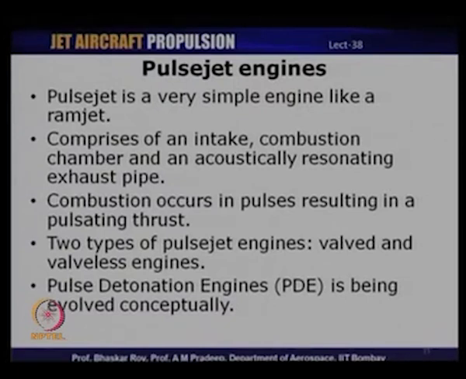A pulse jet basically consists of, again, very few components. There are no rotating components per se. Pulse jets comprise an intake, a combustion chamber, and an acoustically resonating exhaust pipe. You have seen how a pulse jet works in the last class. Here, of course, the combustion occurs in pulses, and the thrust that is developed is also pulsating, because the combustion itself is occurring in pulses, and that is why it is called a pulse jet.